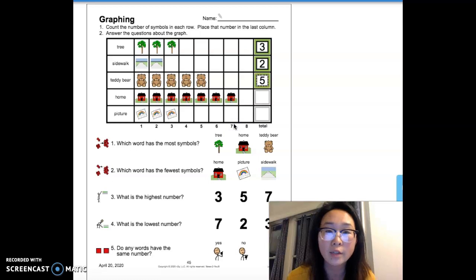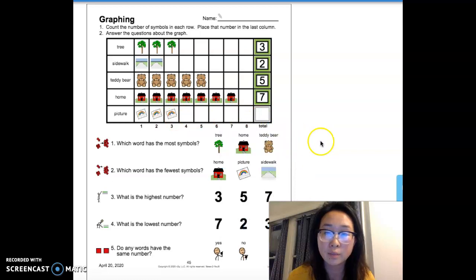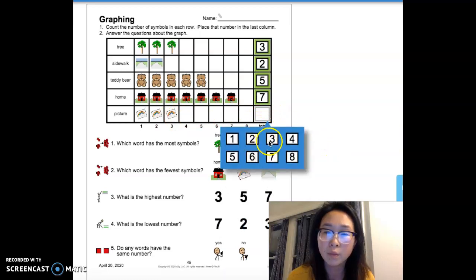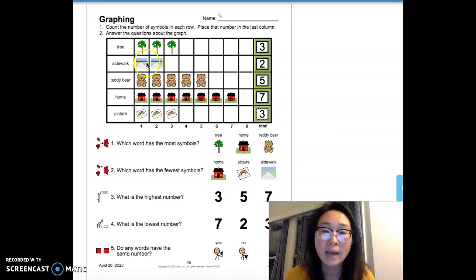5. Our next one is home. 1, 2, 3, 4, 5, 6, 7. 7. We have 7 homes. And our last word is picture. Picture. 1, 2, 3. We have 3 pictures. 3.